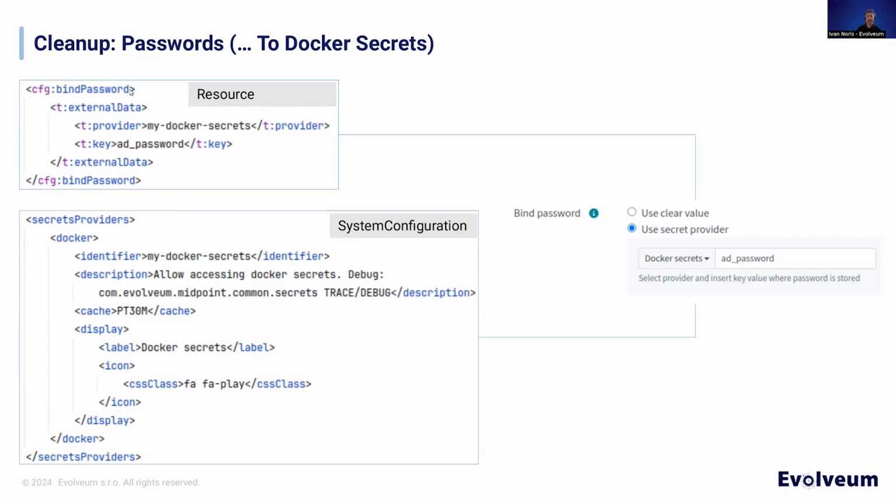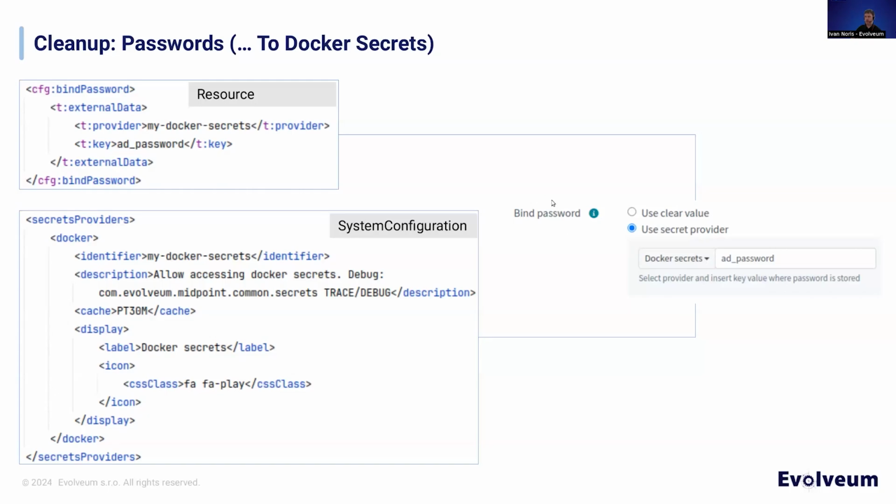And then the bind password definition in the resource would look like this. You will just change it to external data element and just mention the identifier of the provider. And this is the Docker secret name, how it is configured in Docker. Of course, it is stored physically in the resource.